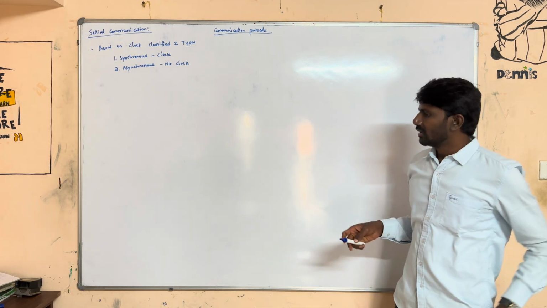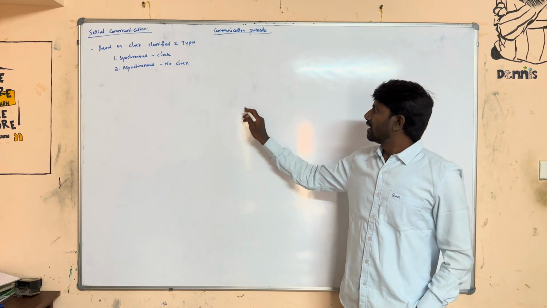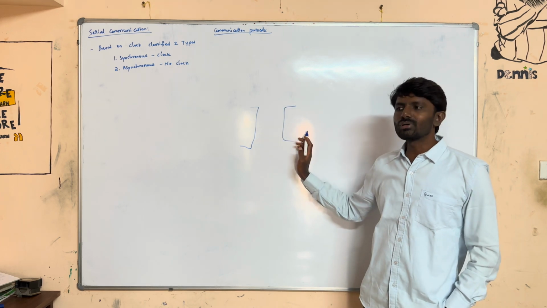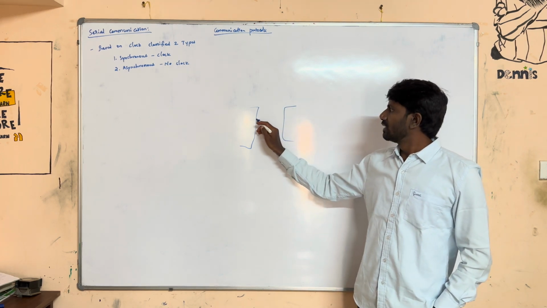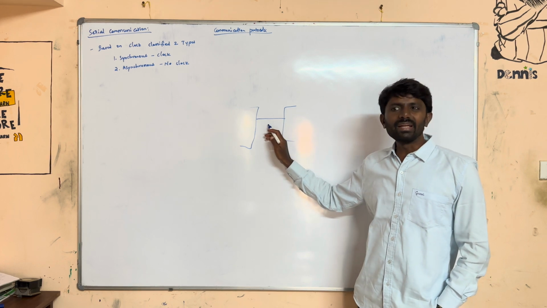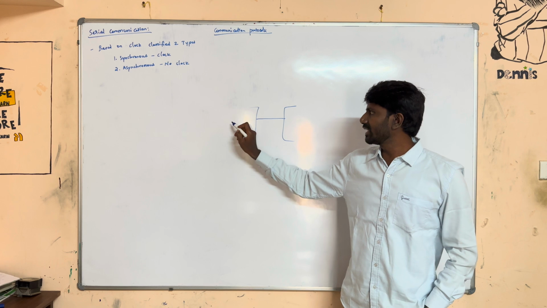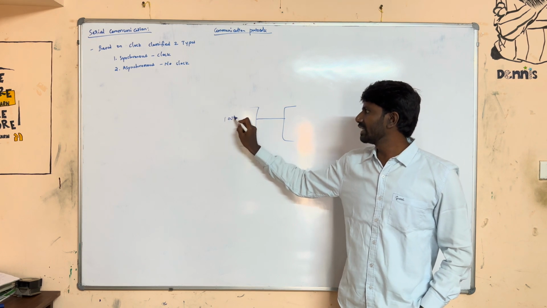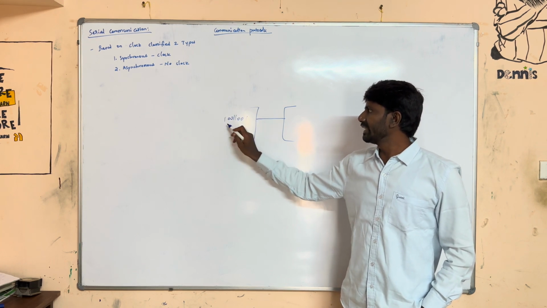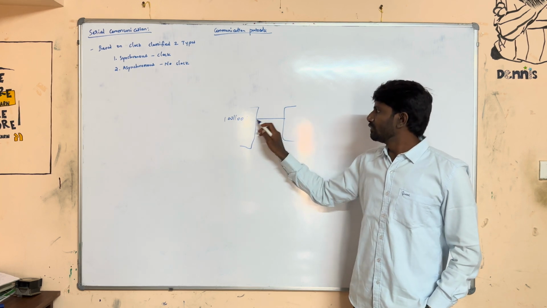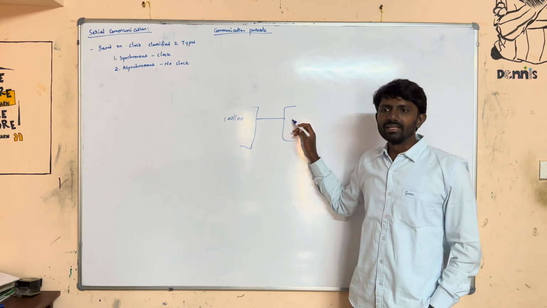See, for example, from one device to another device you are trying to communicate. So you have only one data line to communicate. This is the data line. In the data line, the actual data is transferred. Let's take an example: we are taking data 153 when you want to transfer from here to here. So using this data line, it is communicated.